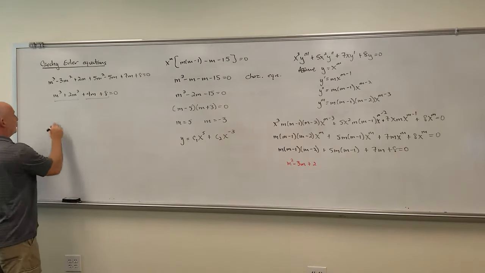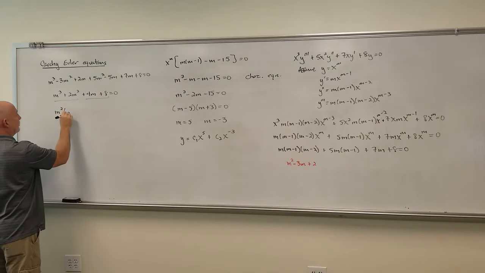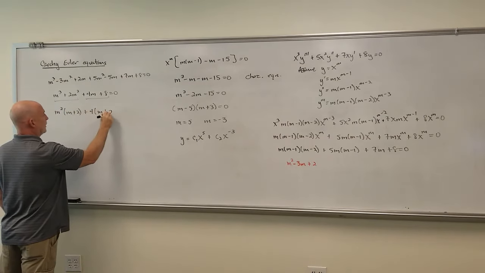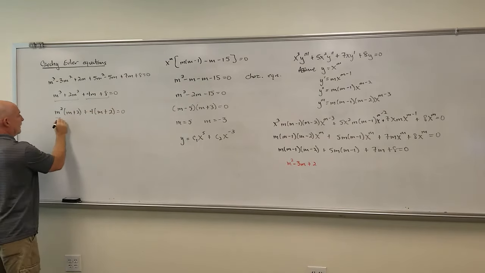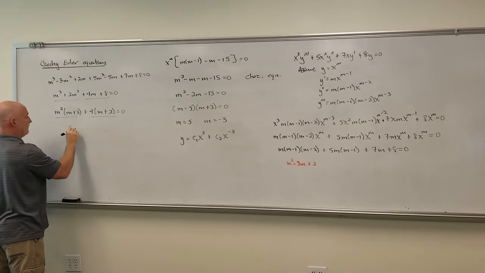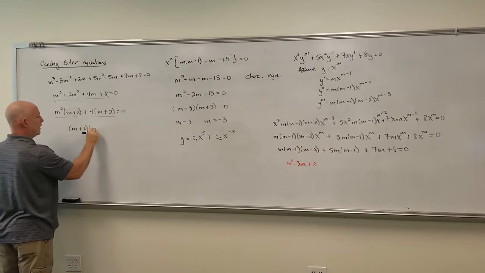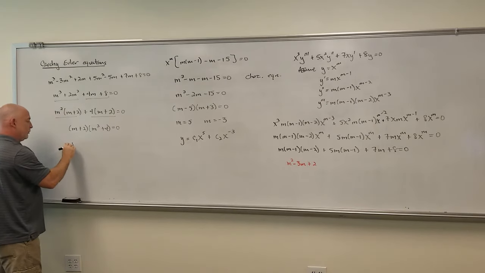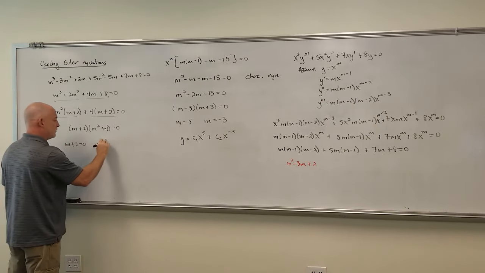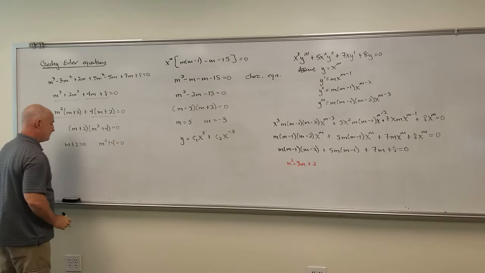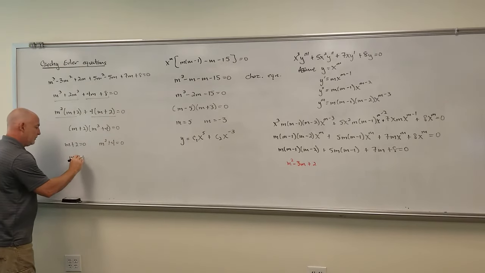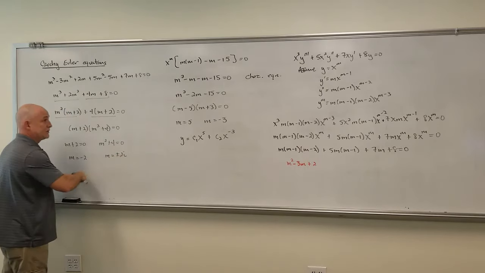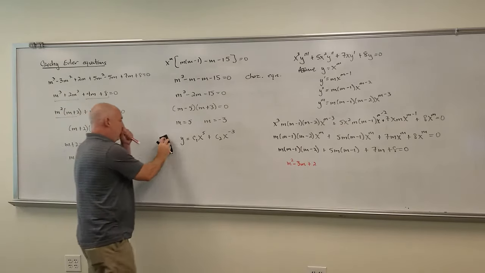If we factor by grouping, out of the first pair I can take out an m squared, and I'm left with m plus 2. Out of the second I can pull out a 4, and I'm left with m plus 2. Yeah, that'll work now because we have two terms and they both have an m plus 2. Left with m squared plus 4. All right, so either m plus 2 is equal to 0 or m squared plus 4 is equal to 0. So either we have m is negative 2 or m is equal to plus or minus 2i. Kind of skipped a step there.